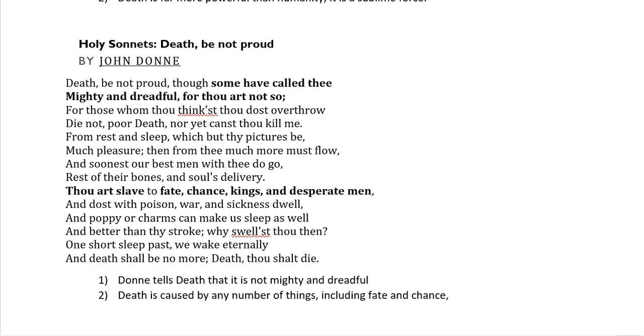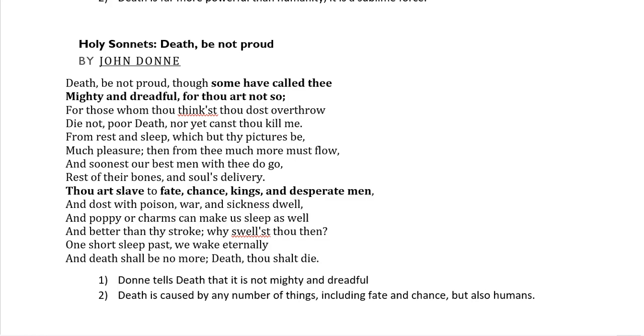So these are out of men's control, but also humans. And if death does what humans tell it to do, death is not stronger than humanity, death is weaker than humanity. And does with poison, war, and sickness dwell, and popular charms can make us sleep as well. And better than thy stroke, why swell'st thou then? One short sleep past, we wake eternally, and death shall be no more.